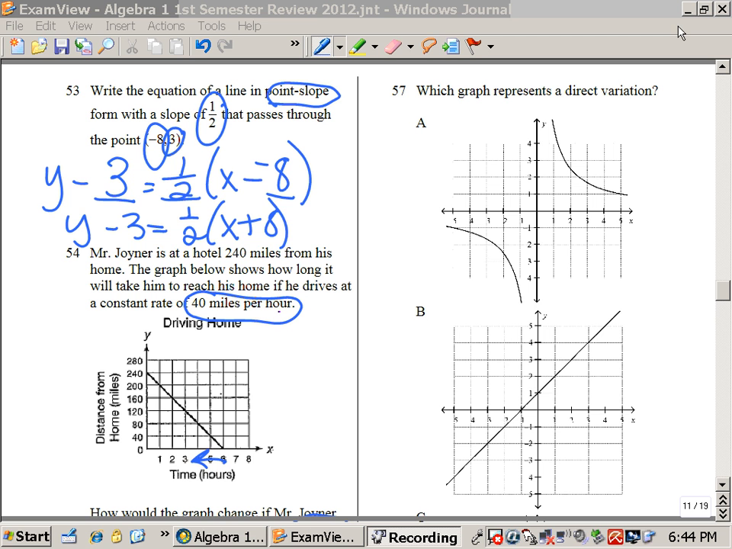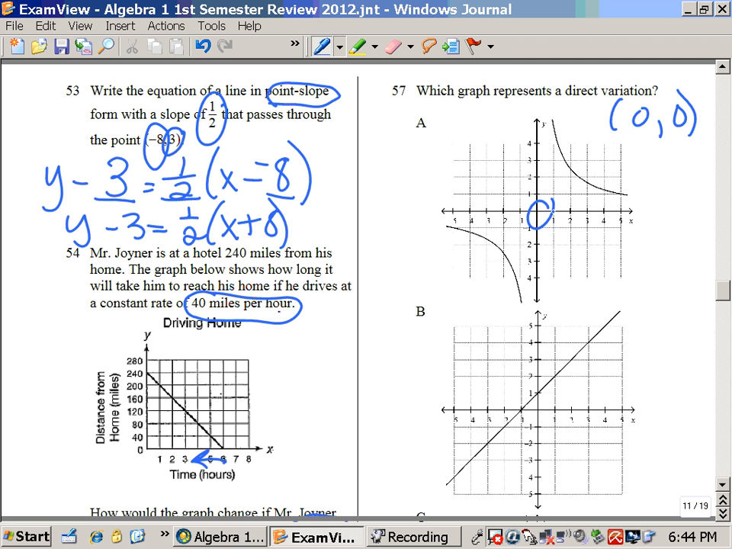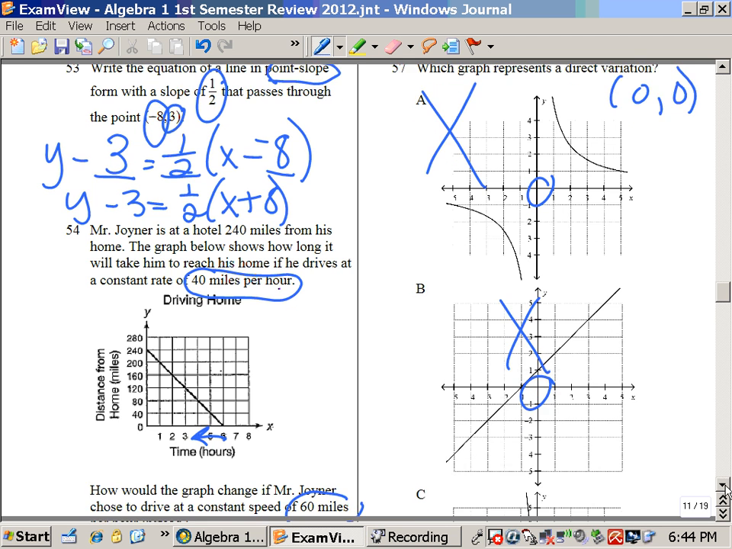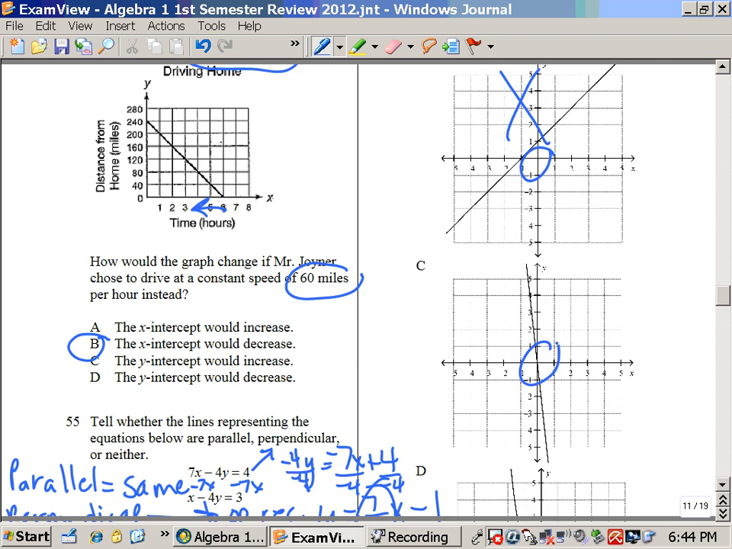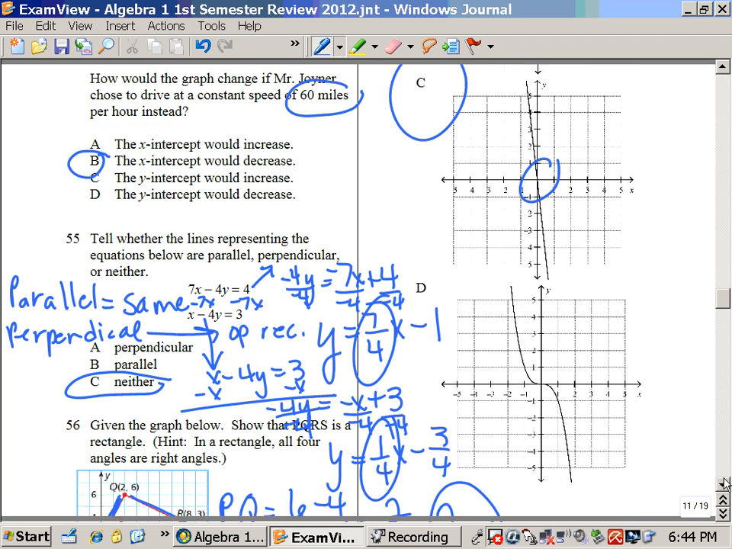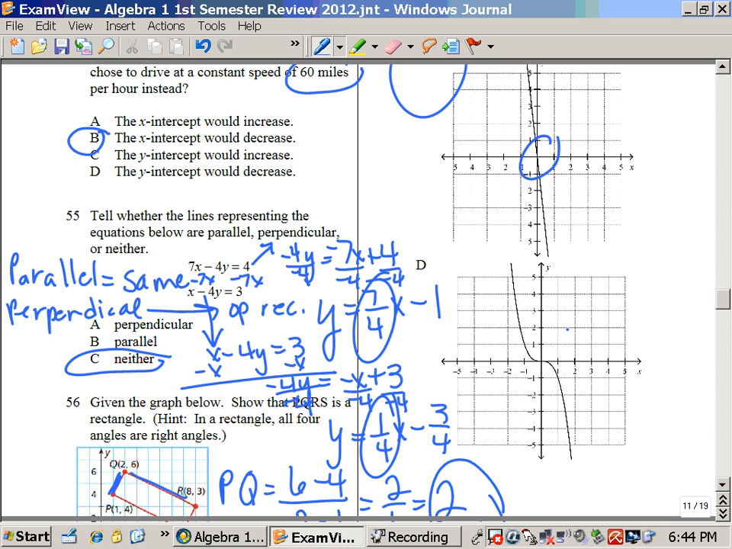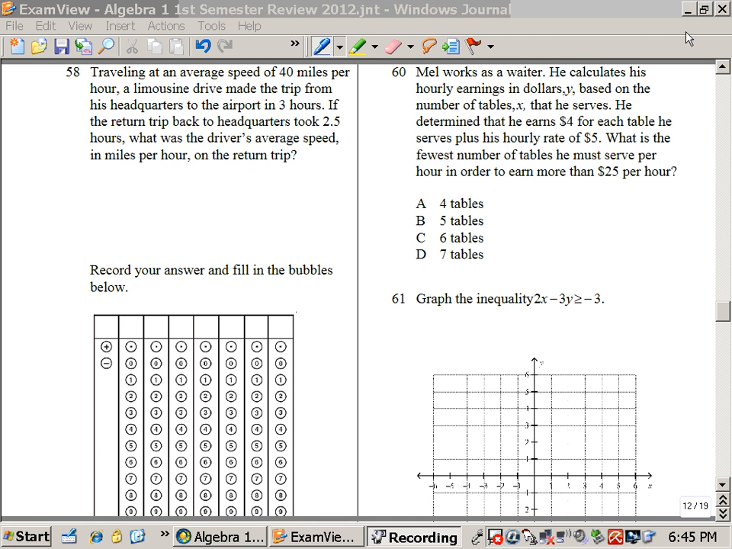On 57, we have to see which one is direct variation. Remember, direct variation passes through the point 0, 0. A does not pass through the point 0, 0. B does not pass through the point 0, 0. C, however, does pass through the point 0, 0, so it appears that C will be the correct answer. Just to make sure, oh, D passes through 0, 0, but this is not linear, so it cannot be direct variation.